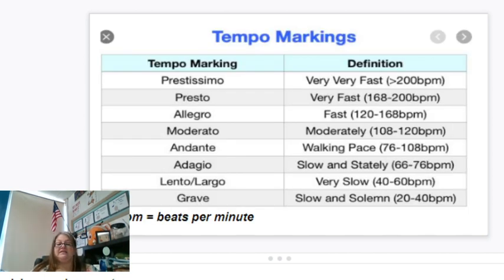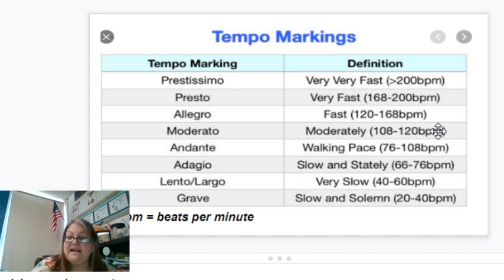Okay, so look at these tempo markings. You might see prestissimo. That is very, very fast. Do you see the BPMs? That is beats per minute. 200 beats per minute. If there are 60 seconds in a minute, that is over 2 beats per second. That is pretty fast. Presto is very fast. Allegro is still fast. It's not as fast as the others, but it's still fast. We usually say happily fast.